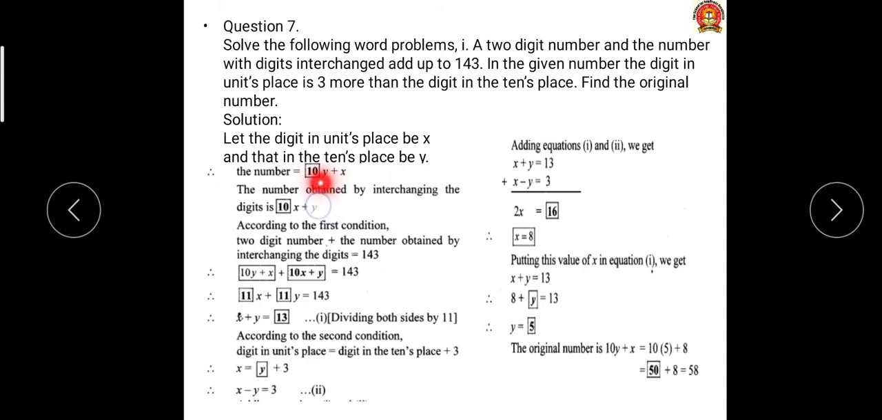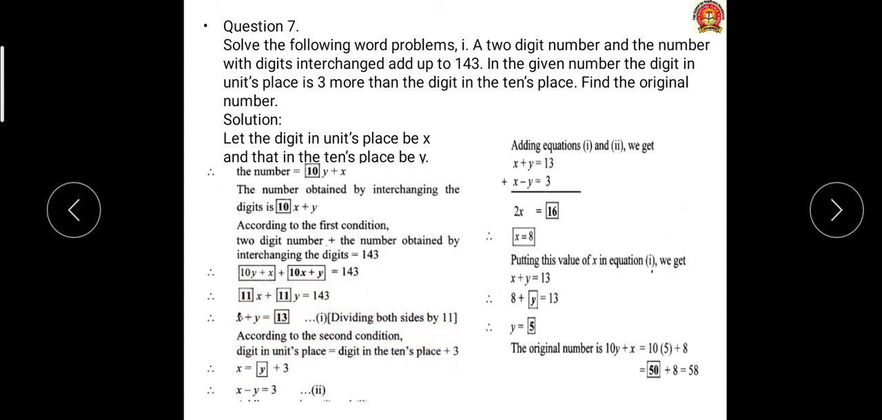And therefore the number is, what is the unit place? x, and y the tens place, so 10y plus x. The number obtained by interchanging the digits is 10x plus y. According to the first condition, the 2-digit number plus the number obtained by interchanging the digits is equal to 143. So after adding these two, you will get 143. So 11x plus 11y is equal to 143. So x plus y is equal to 13, when you divide the whole equation by 11.